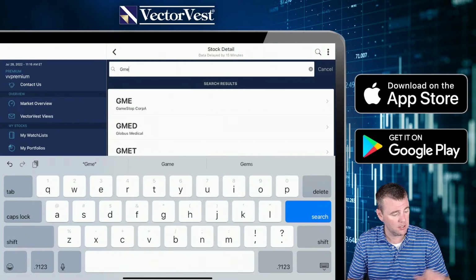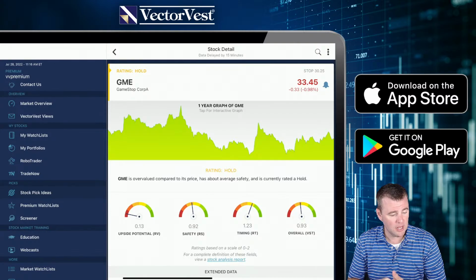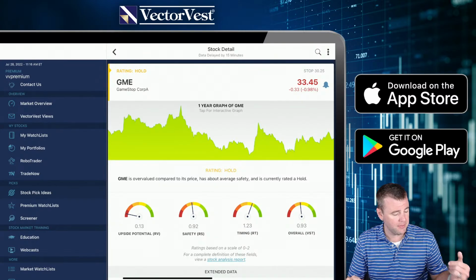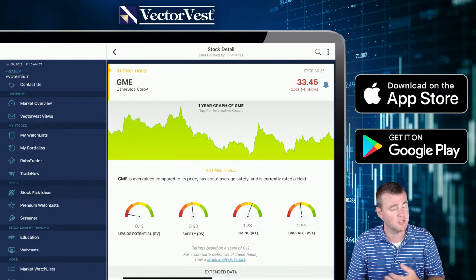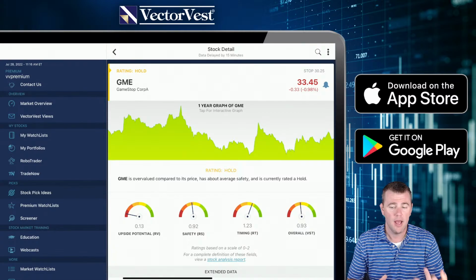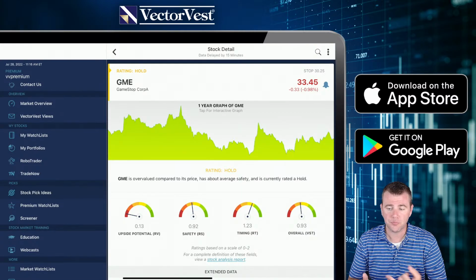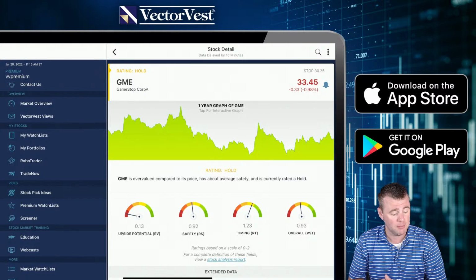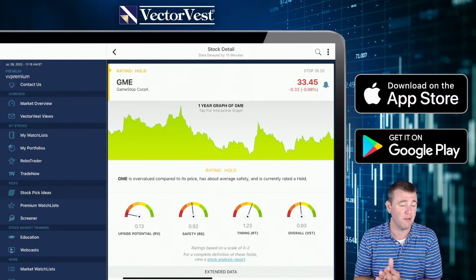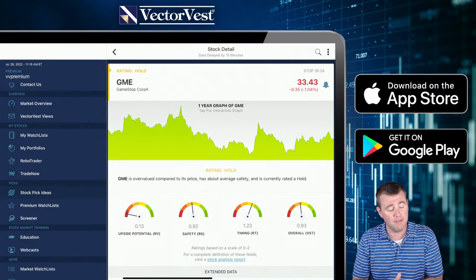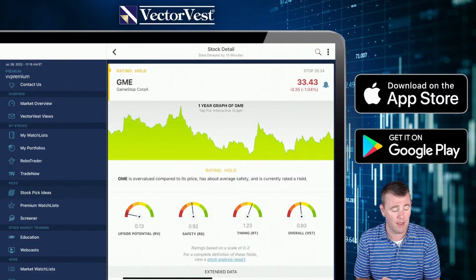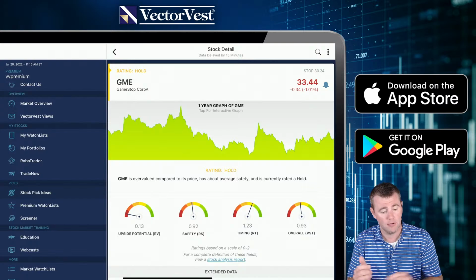GME, let's go take a look. GameStop, down about 1% today. But this one, a little bit more risky. It is a more speculative play. I think we can all agree with that. Poor long-term potential. You do have more risk associated with it. However, you do have a short-term uptrend starting, but not enough to offset the amount of risk. So therefore, as a prudent investor, you'd be holding off on it for right now. If you're a speculative trader, this may be one you keep on your radar.